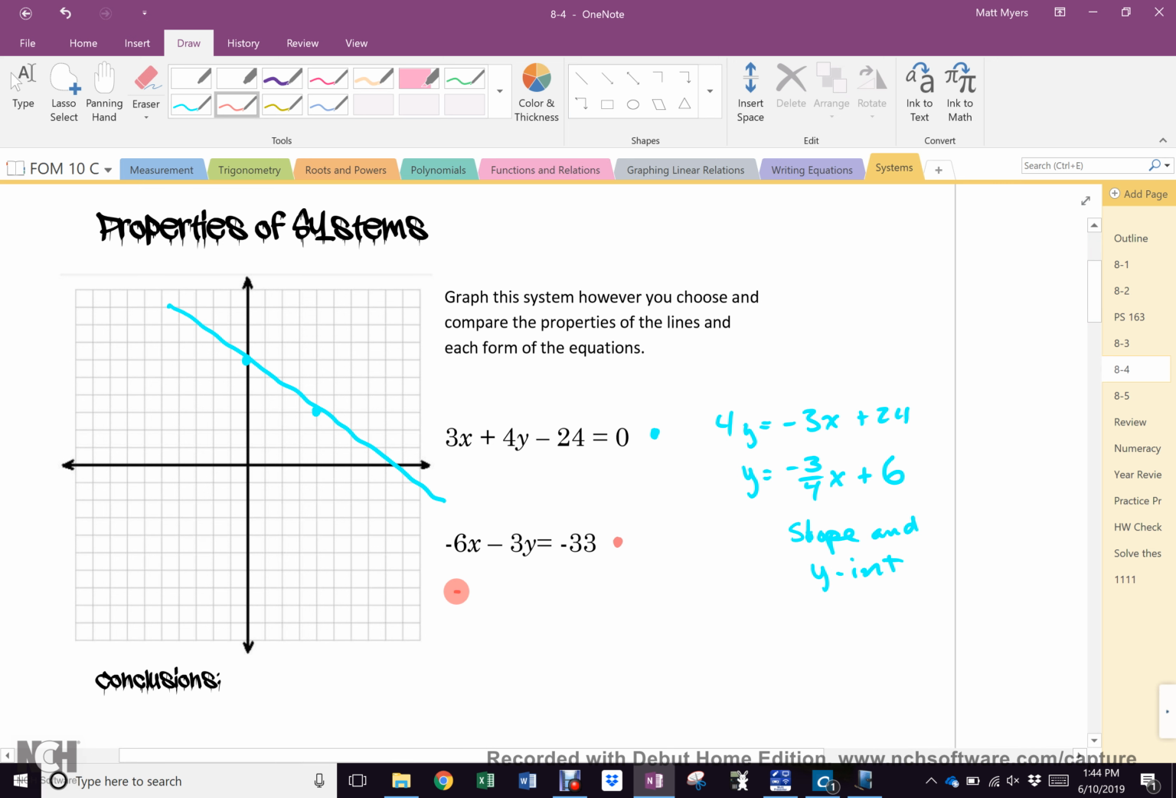This one. Negative 3y equals 6x minus 33. Y equals negative 2x plus 11. Oh no, 11 goes off the graph, but no big deal. And there is our solution. What is it? 4, 4, 3. Cool? Everybody agree?